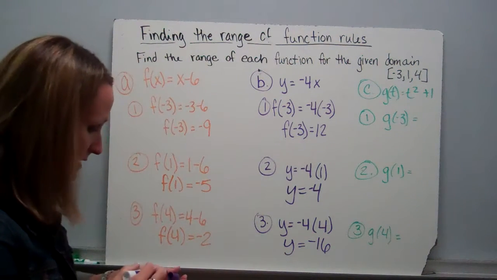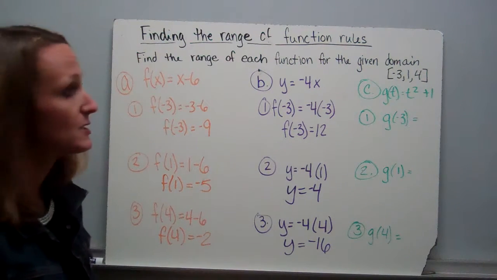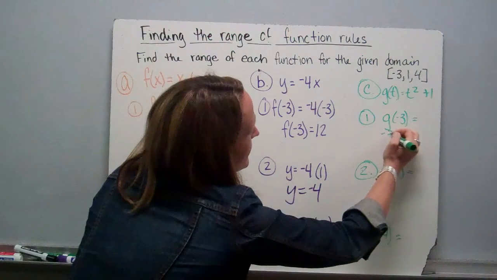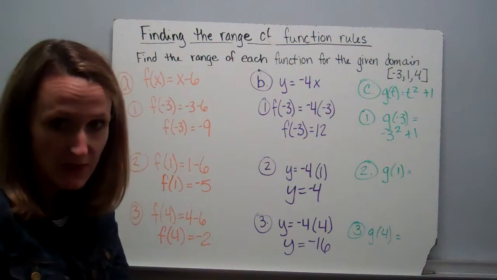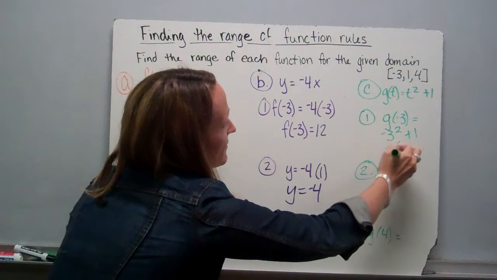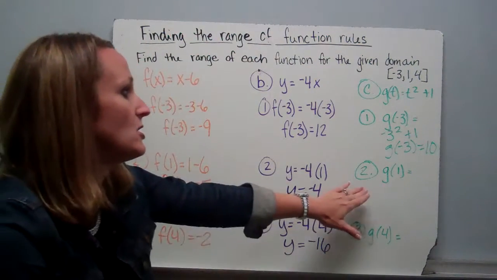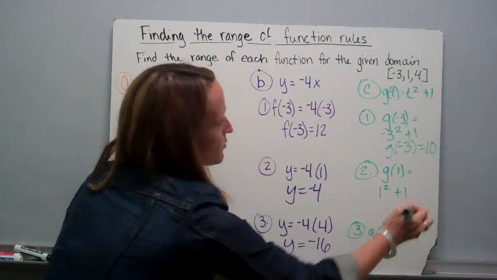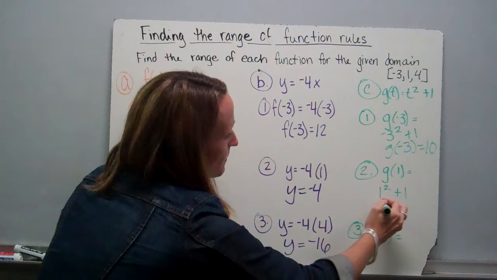Okay, let's move on to the third one. This time it's g of t equals t squared plus 1. So I'm going to plug in g of negative 3, which means I'm going to do negative 3 squared plus 1. Well, negative 3 squared is positive 9, because a negative number squared is going to be positive, plus 1. So g of negative 3 is 10. What about here? G of 1 gives us 1 squared plus 1. Well, 1 squared is 1, plus 1 gives you 2.